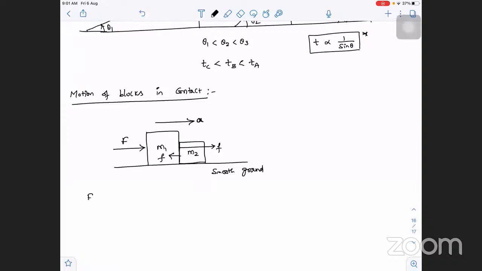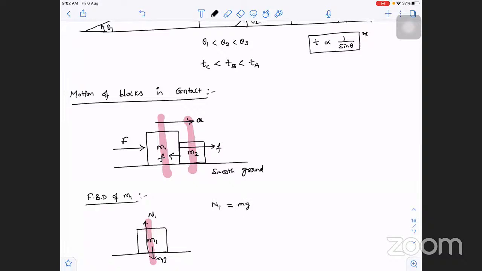Now I'm drawing the free body diagram of M1. On M1, what are the forces acting? M1g will act downward and the normal force N1 will act upward, and vertically the blocks are not moving. As we are pushing them, the blocks are moving forward, means along the horizontal they are moving. They are not moving along the vertical, so along the vertical the forces will cancel out. So you can write N1 should be equal to what? N1 is equal to M1g.